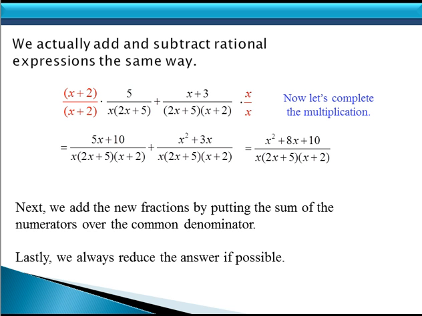So just remember that adding and subtracting rational expressions is really the same process as adding and subtracting simple fractions. So if you have that process down for adding simple fractions together or subtracting simple fractions together, just remember that it's the same steps to add or subtract rational expressions.